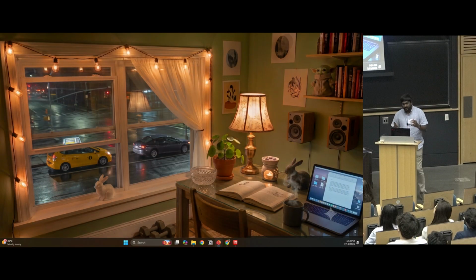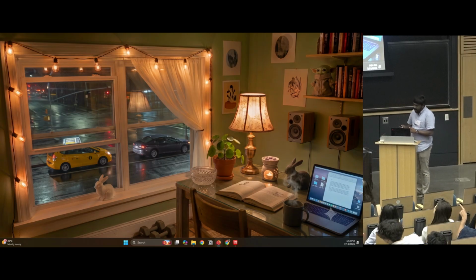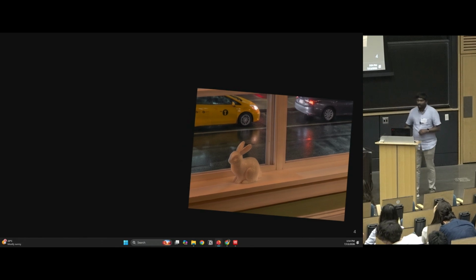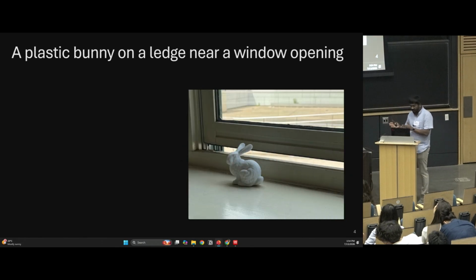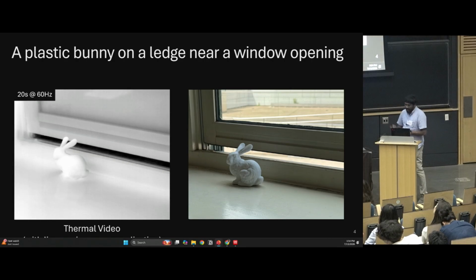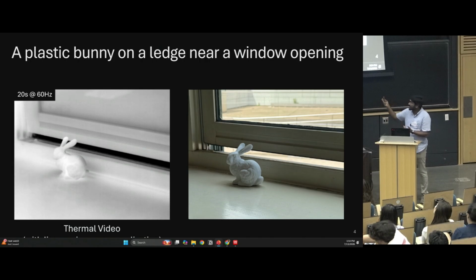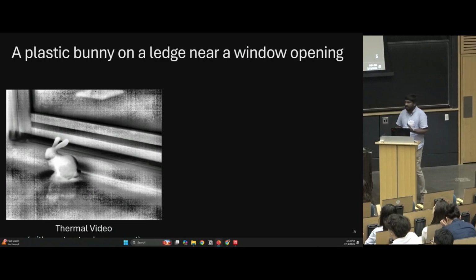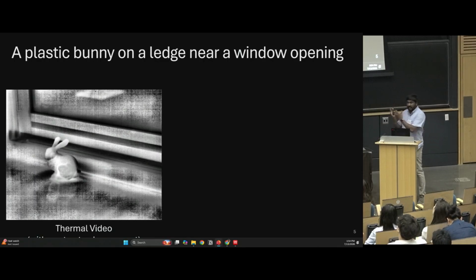But let's think of a scene closer to home, say the study room. Perhaps the hot coffee mug or the open candle flame would be bright targets in the thermal spectrum. But I want to draw your attention to this plastic bunny sitting on the windowsill. We actually staged such a scene and captured a thermal video of it. This is how it looks in a linear color map. It almost looks like nothing is happening in the scene, and that's because of this linear color mapping. But if you use contrast enhancement, you see a lot more of the details.